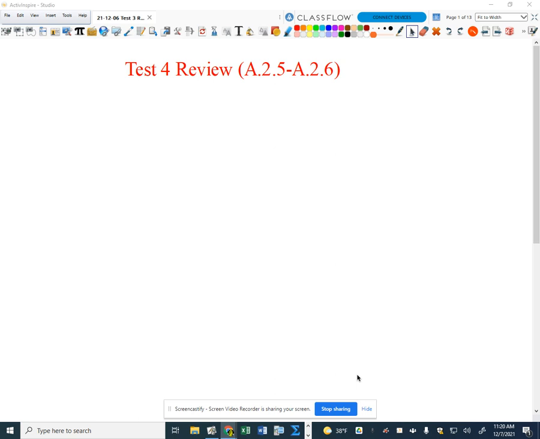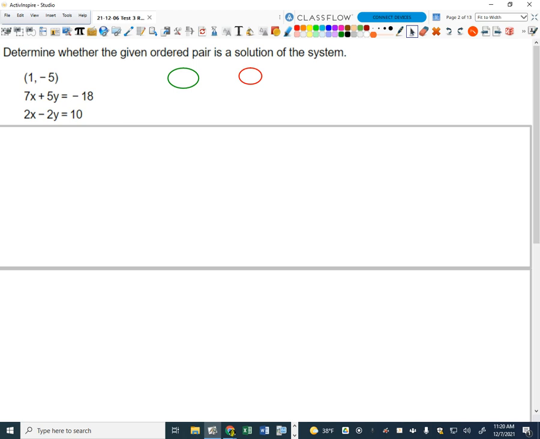So let's take a look at a couple review problems here for our test. Determine whether the given ordered pair is a solution of the system. Very simple. What's all we have to do here? Substitute the x and y. Good.